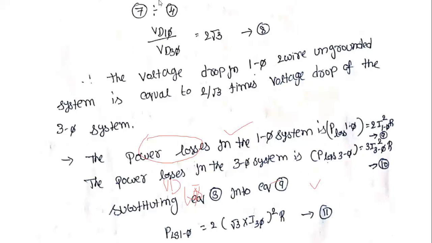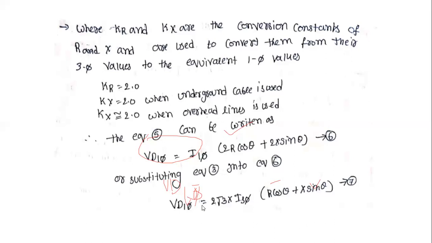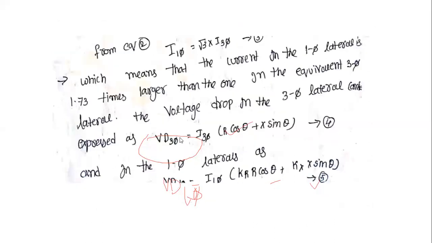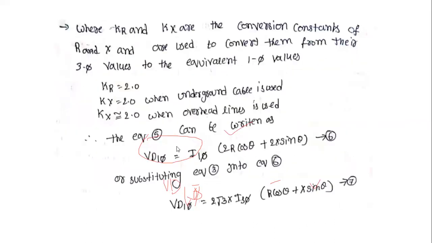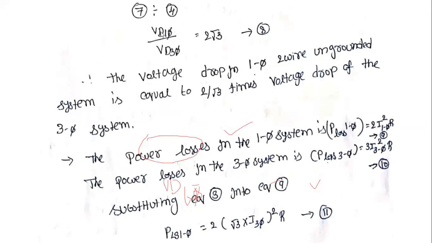Next, divide equation 7 by equation 4. What is the seventh equation? VD single phase. And what is the fourth equation? VD 3 phase. Therefore, VD single phase by VD 3 phase is equal to 2√3. That is equation number 8.